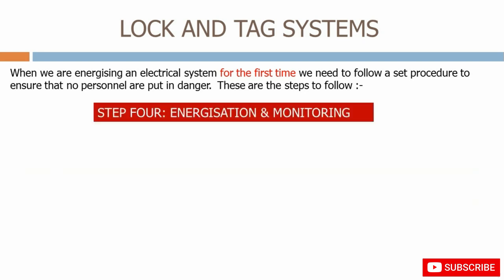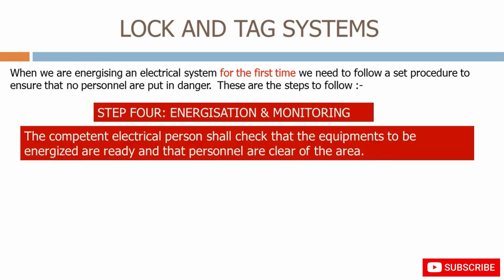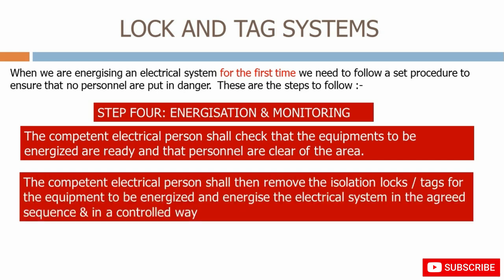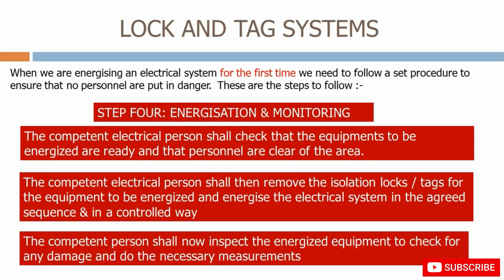Step 4 is energization and monitoring. The competent electrical person shall check that the equipment to be energized is ready and that personnel are clear of the area. The competent electrical person shall then remove the isolation locks and tags for the equipment to be energized and energize the electrical system in the agreed sequence and in a controlled way. The competent person shall now inspect the energized equipment to check for any damage and do the necessary measurements.